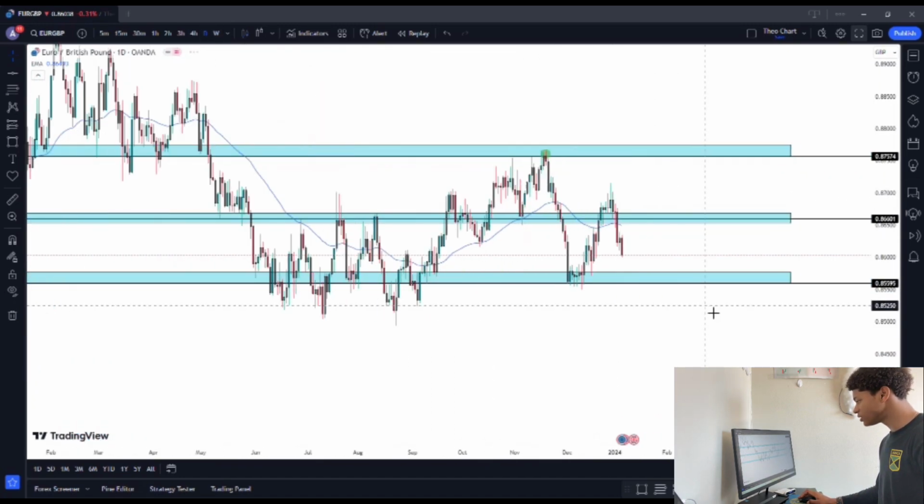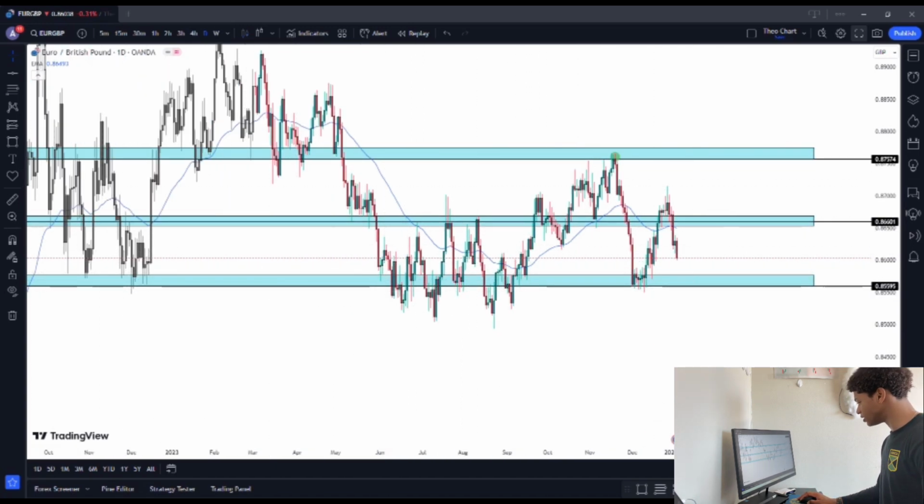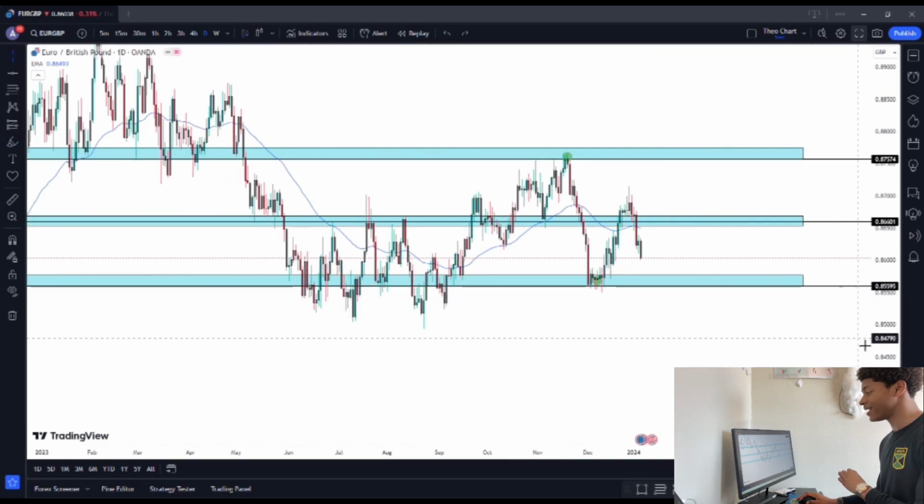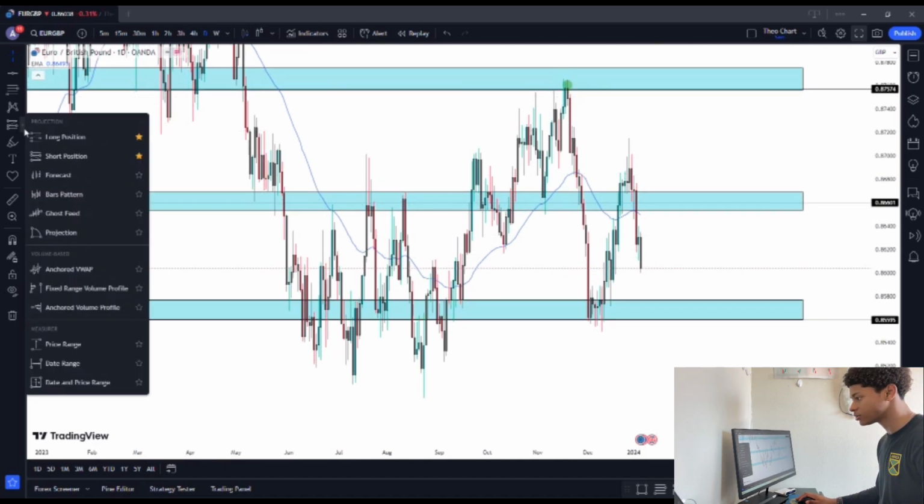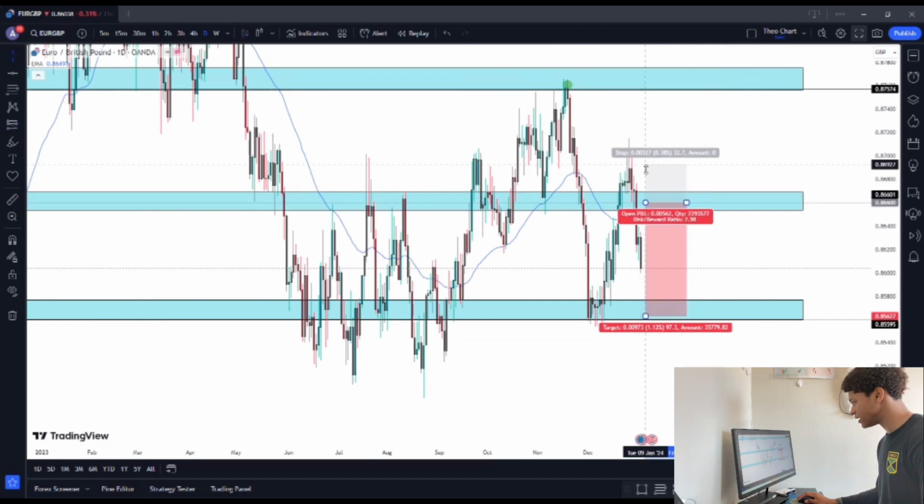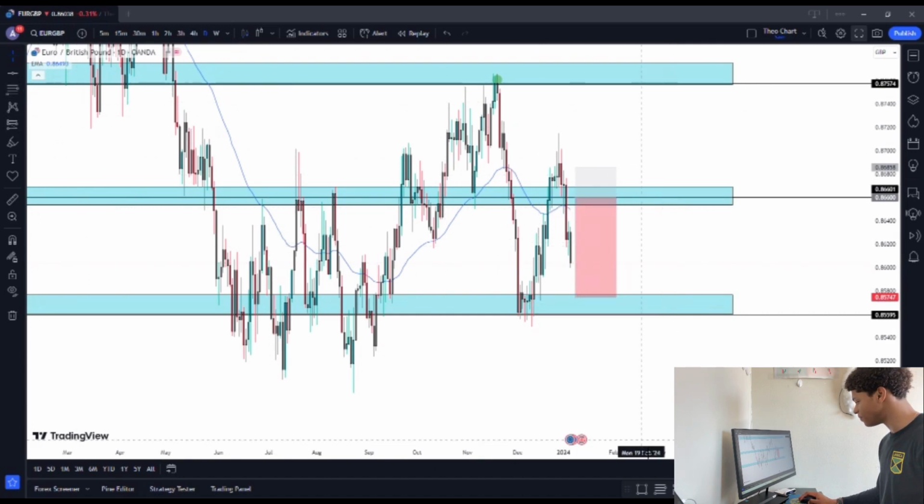Then if you notice in this area, this area is significant because we have multiple touches. So as you get your highlighter, you notice 1, 2, 3, 4, 5, and the list goes on. So at this area, we know that this is a high probability area as well because we have multiple touches. So if you're going to enter a trade, make sure you get your short position because you're selling. You'd wait for price to tap into this area, stop loss above the zone, and your take profit at your next support area.